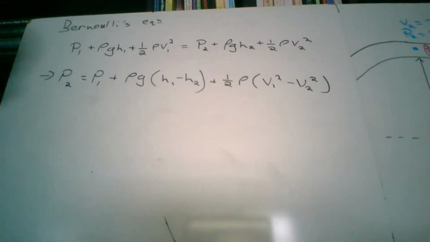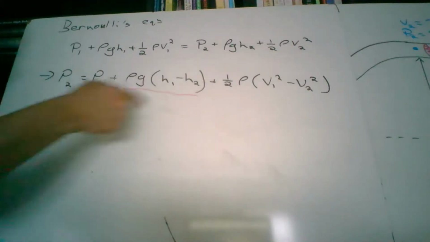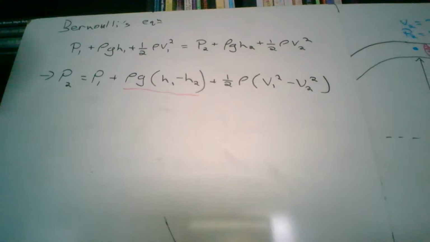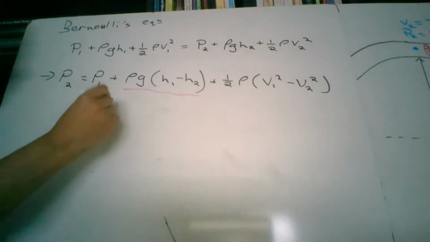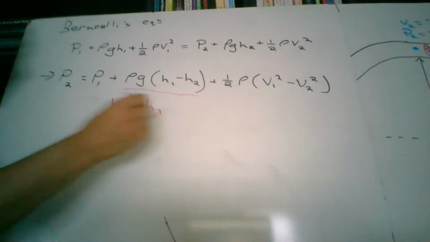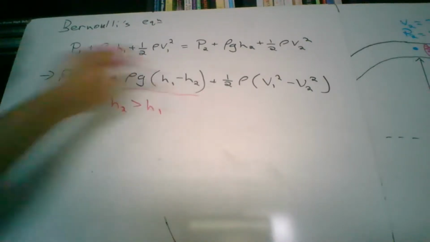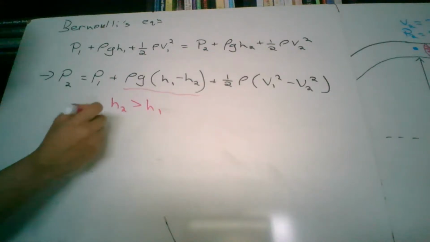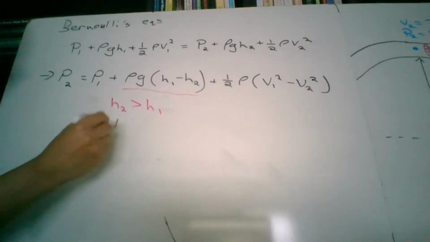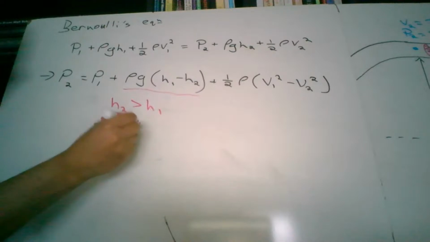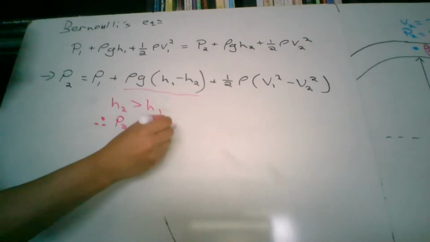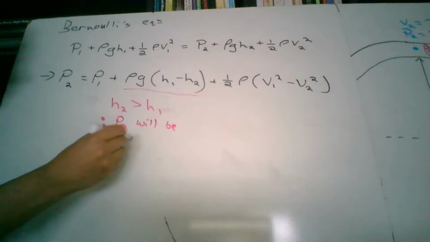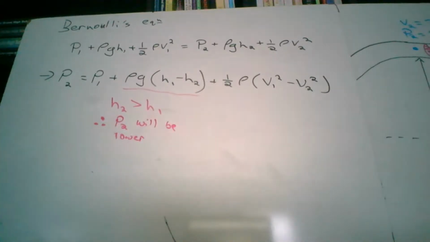So how would you get this first term to be negative? It would be if H2 is bigger than H1, right? If H2 is bigger than H1, this is a negative number. So if that's true, then therefore, pressure 2 will be lower. So P2 will be lower than P1.